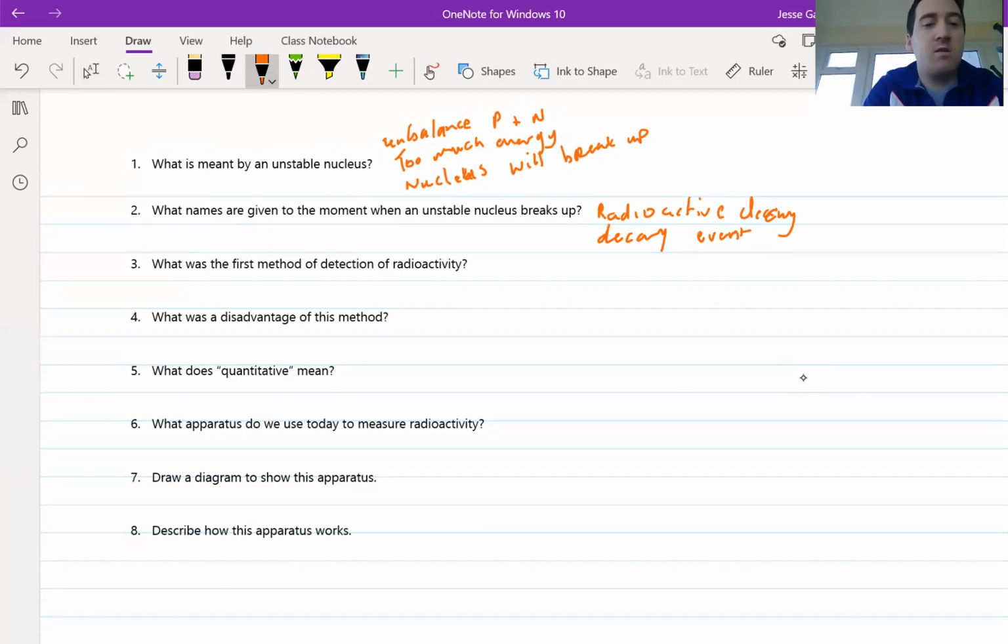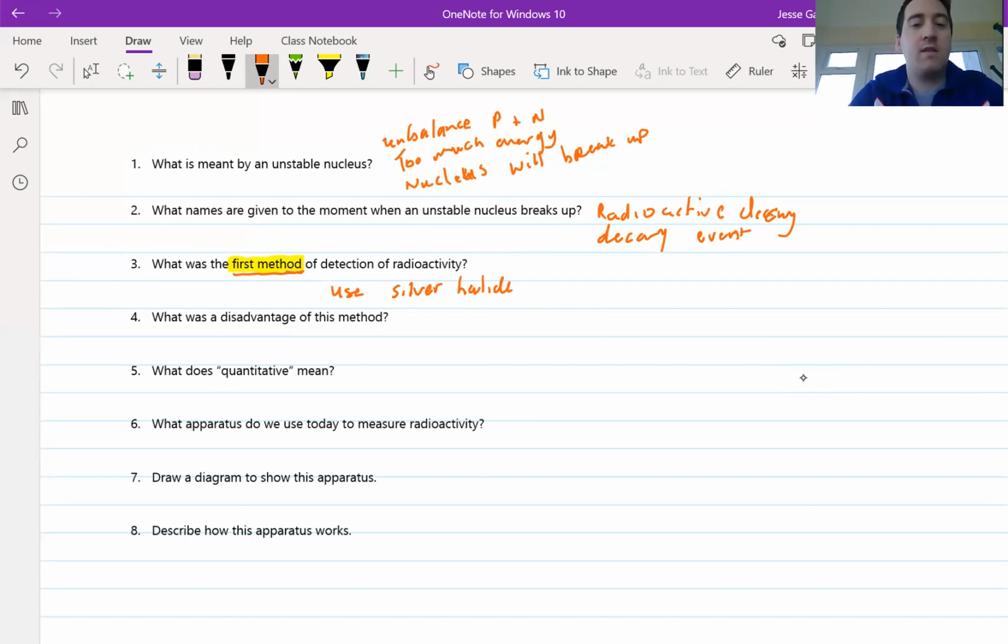What was the first method of detection? Make sure you're talking about the first method. Check your question always, is the advice I give. What was the first method of detection of radioactivity? If you haven't written about the first method, then pause the video and fix it now. The first method of detection was to use silver halide, which turns black when it's exposed to radiation. So it's a white substance that turns black.